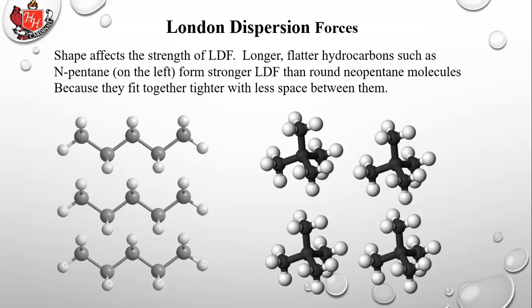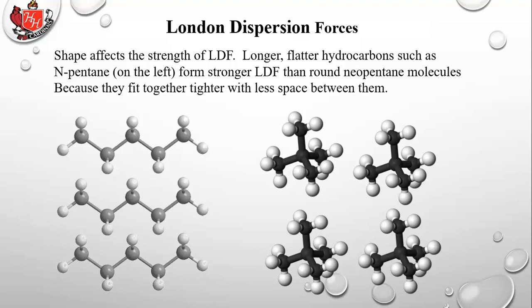Shape affects the strength of London dispersion forces. Longer, flatter hydrocarbons, such as n-pentane on the left, form stronger London dispersion forces than round neopentane molecules on the right because they fit together tighter with less space. So you can see on the left, those molecules are going to lay right on top of each other and form strong attractive forces.